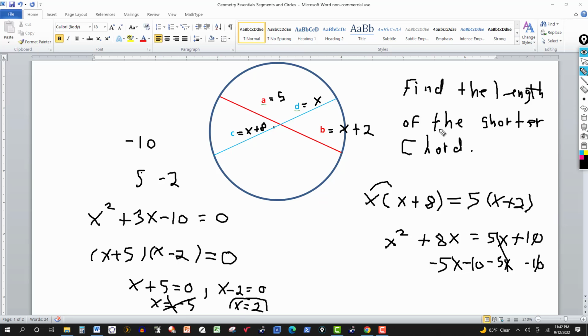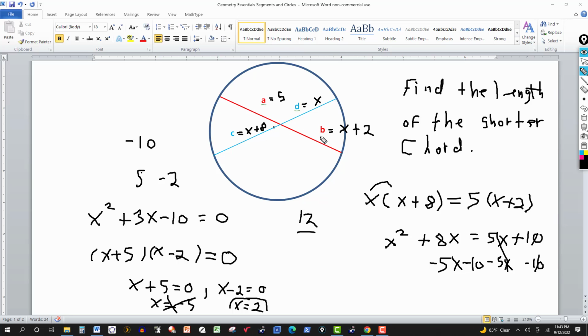But here it says, find the length of the shorter chord. So in order to do that, we need to plug in 2 for x. Let's look at the one in blue. This chord is made up of the segments x plus 8 and x. So x is 2. 2 and 8 is 10, and 2 more is 12.